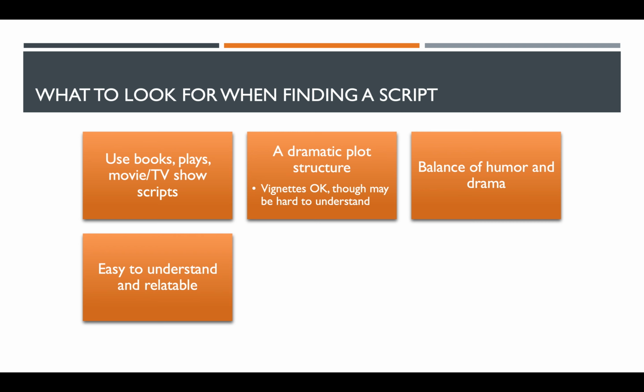Okay, so we want to make sure that when we're looking for your speech, you find something that's very easy to understand, almost stupidly easy to understand for anyone of any age group and any age range, and also very relatable. What you want to sort of avoid is convoluted story plots. You want to avoid dramatic plot structures that are confusing to understand, so that your judge isn't confused during your actual speech.